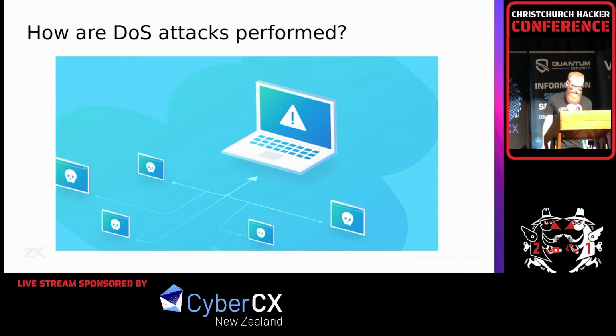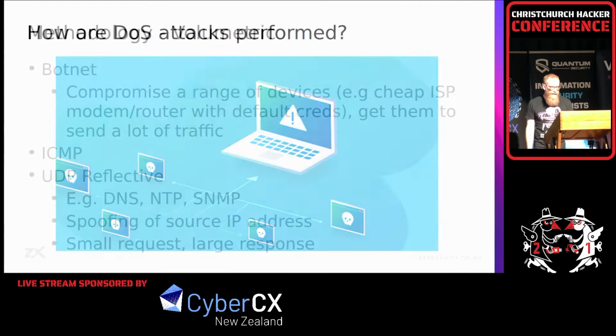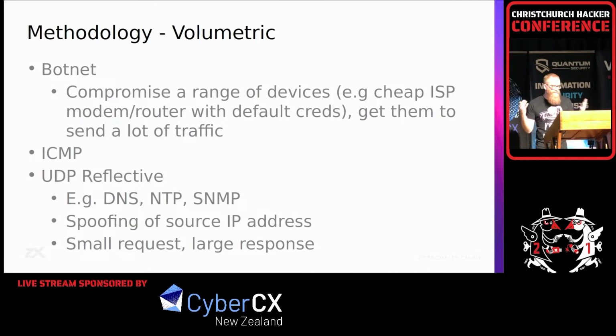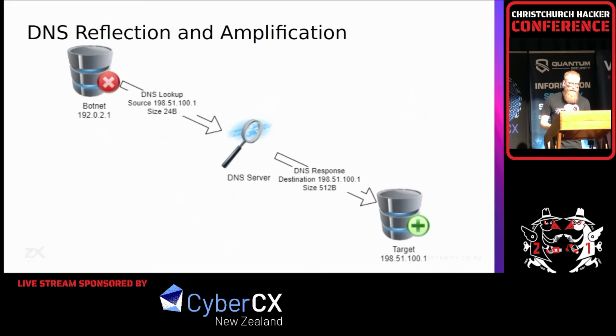So how are denial of service attacks performed? So methodology, for the volumetric attacks, you're most probably going to need a botnet. Quite often you compromise a whole bunch of cheap ISP modems and routers with default creds, and get them to send a whole lot of traffic. Most of it will be ICMP or UDP. TCP, not so much, just because of the handshakes and it establishes a bit more. You'd use TCP more in your layer 7 attacks. UDP is quite interesting because you can use it for reflection and amplification.